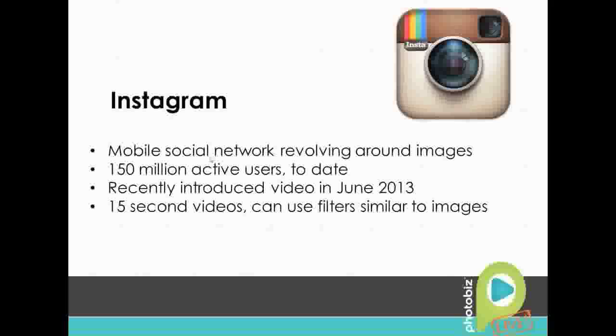All right, so the next one is Instagram. Instagram is also a mobile social network that actually revolves around images. So with Instagram, there's actually 150 million active users to date. They recently just introduced video in June 2013, so a few months ago. What's different between Instagram and Vine is that with Instagram, you actually get 15 seconds worth of video.